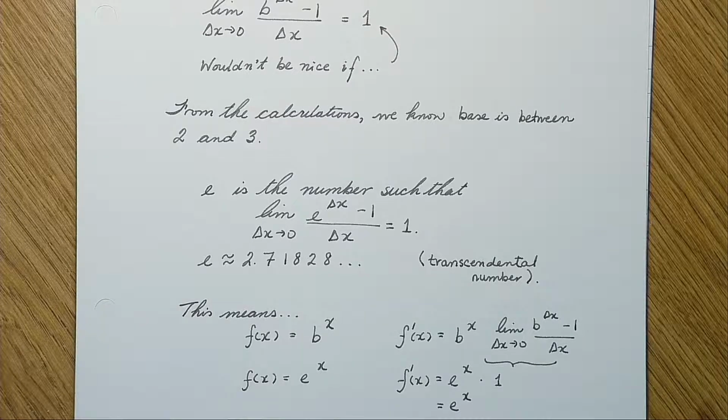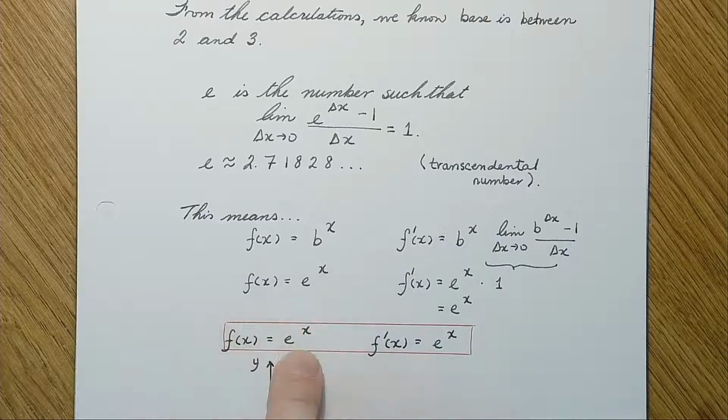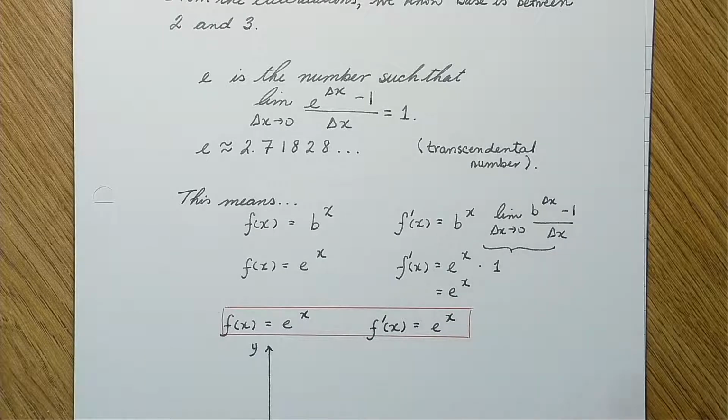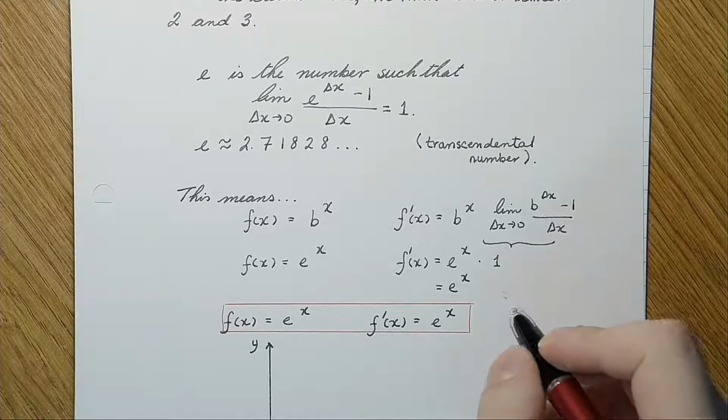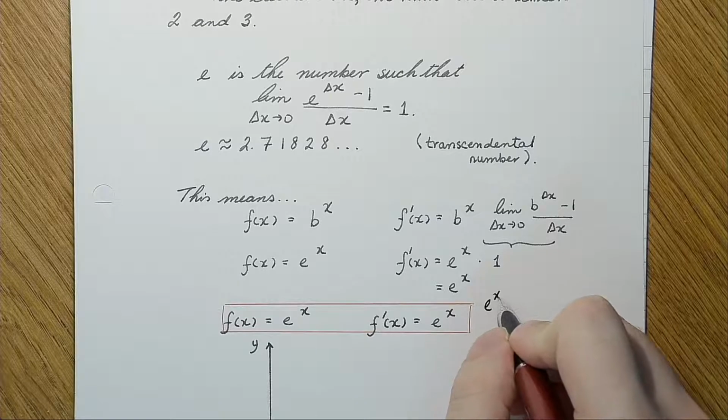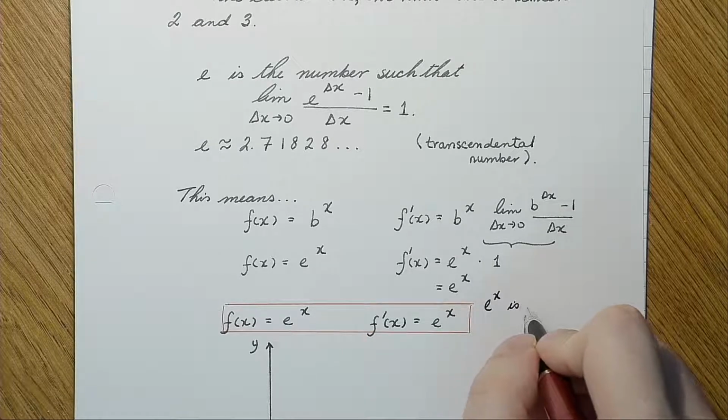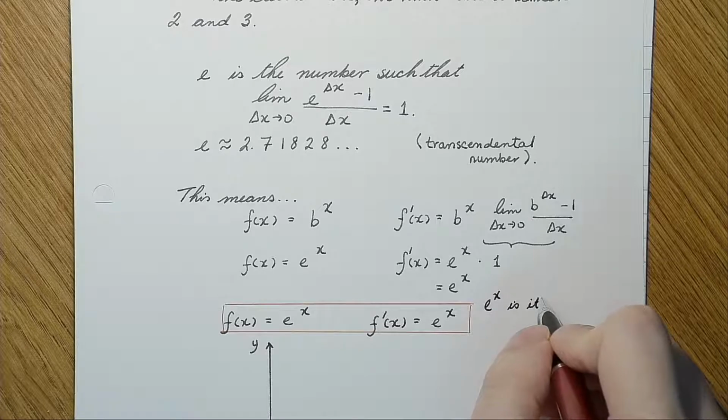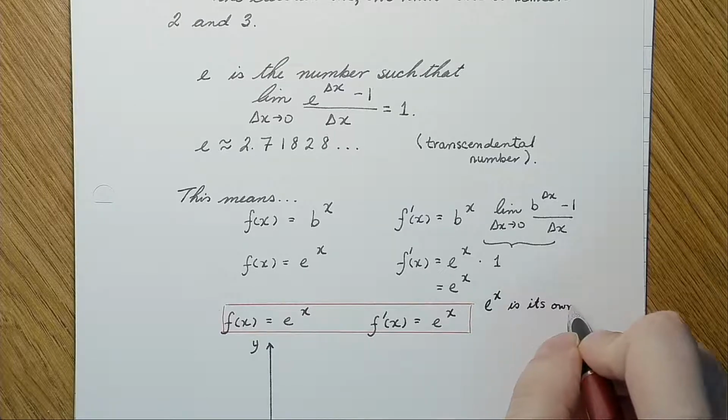Now, again, you're probably asking me, okay, but how do we find the derivative for arbitrary bases? We'll get to that point. But we just showed that we found an interesting case where the original function itself is equal to its derivative. So that's the remarkable part of it. So e to the x is its own derivative.